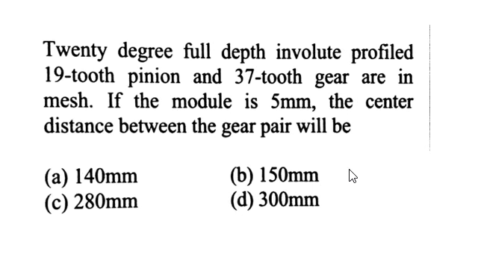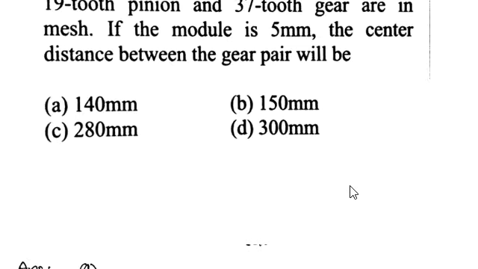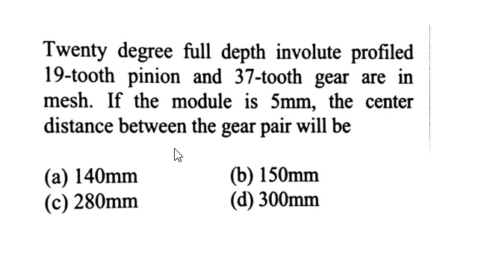And if you see the next question: a 20-degree full depth involute profiled 19 tooth pinion and 37 tooth gear are in mesh. If the module is 5 mm, the center distance between the gear pair will be, and some options are given. Here the correct option is option A, 140 mm. Here the module and the number of teeth on pinion and gear are given, and we are supposed to find the center distance between those two meshed gears.